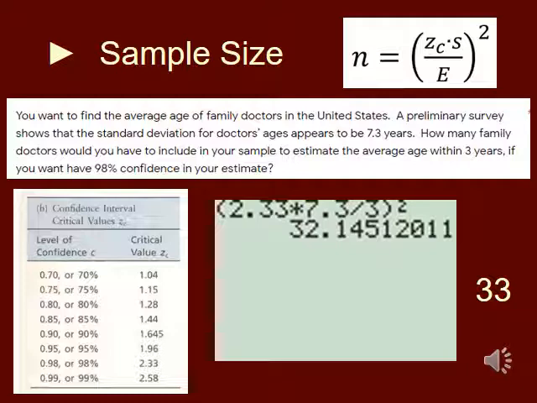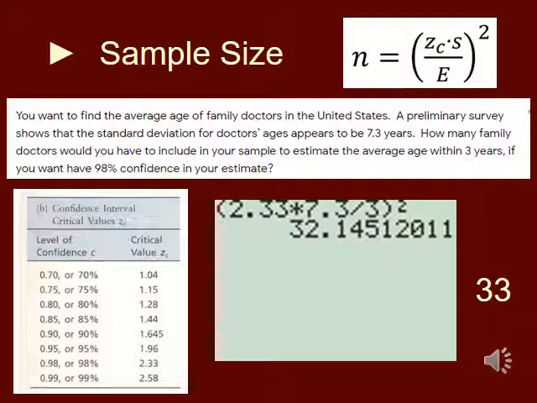Well, the formula that you need is given on that quiz. It will also be given on the test. In fact, you're going to have basically the exact same set of screenshots on your test that you had on the quiz. So the formula is written up there where it says N equals ZC times S over E squared. What you need to realize is what all those variables stand for.